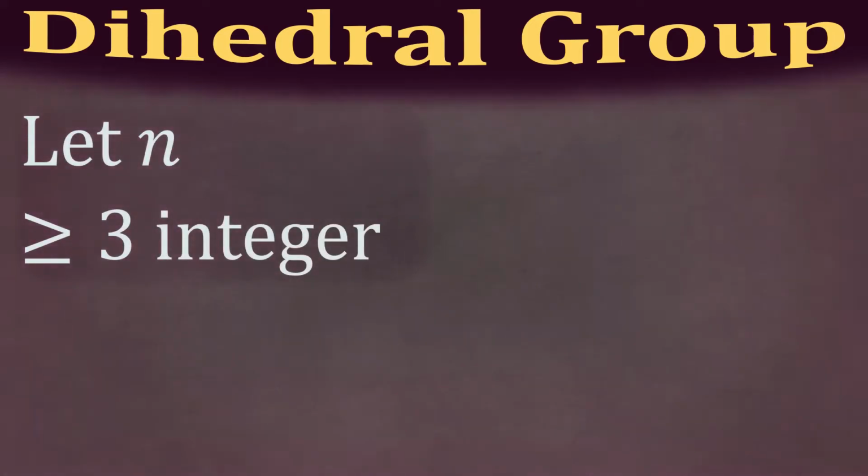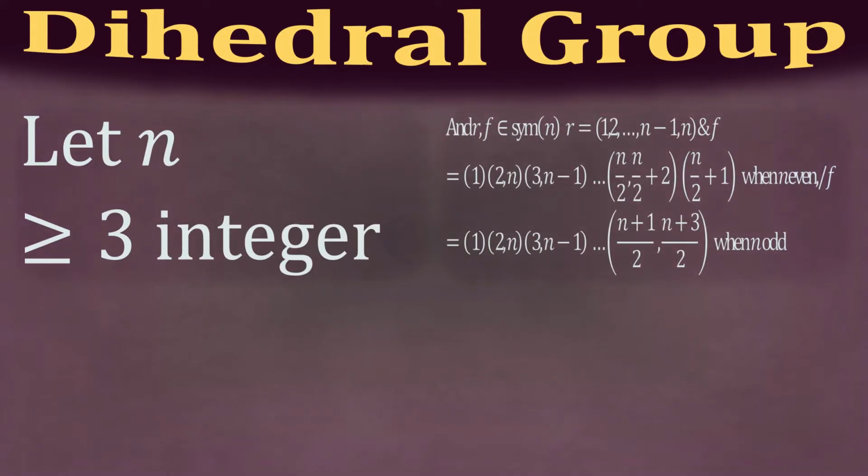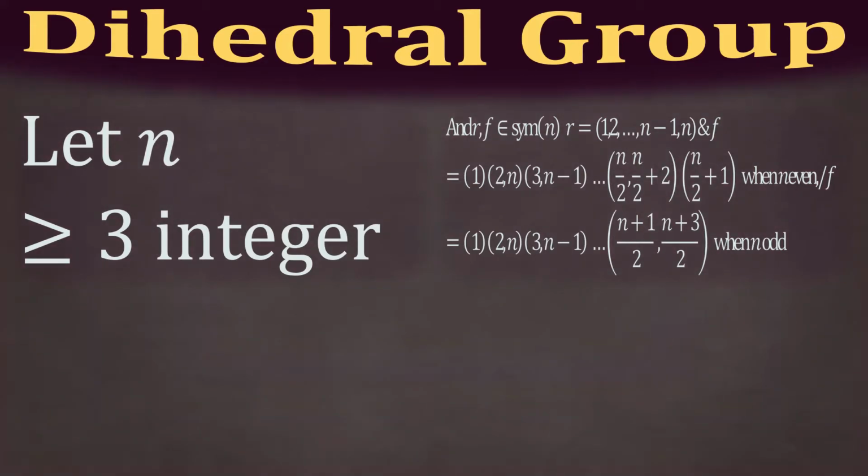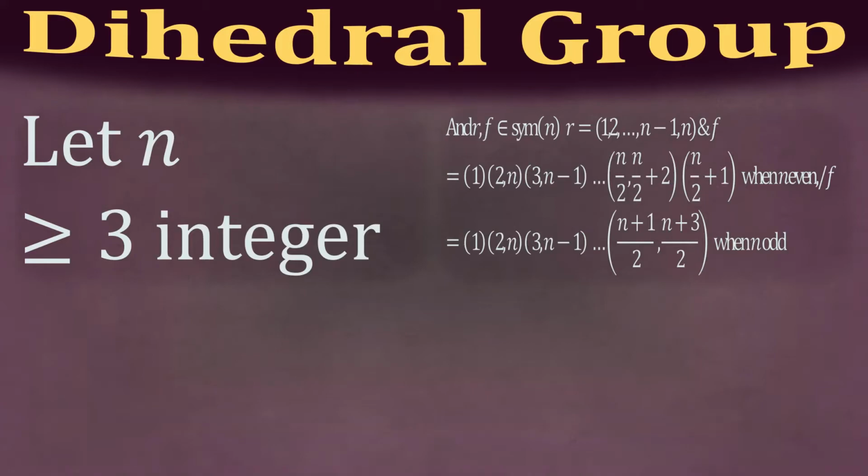Let n be an integer greater than or equal to 3, and let R and F be permutations in the symmetric group of degree n such that R is equal to the cycle (1 2 ... n), and F is equal to the product of cycles (1 n)(2 n-1)...(n/2 n/2+1) when n is even, or F is equal to (1 n)(2 n-1)...((n+1)/2 (n+3)/2) when n is odd.